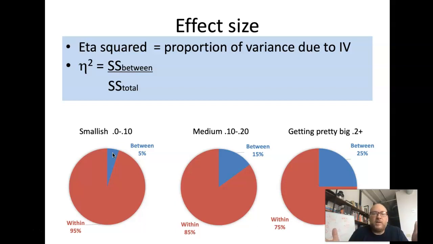Something about the independent variable creates it. Medium means that about 15% of that giant overall variance happens because the means are far apart. And then it's a pretty big effect when you start getting differences between the means that account for 20, 25, or even 30% of all the variability. And what that does then is our F test will do a ratio of how much is between over how much is within. How much is between over how much is within.